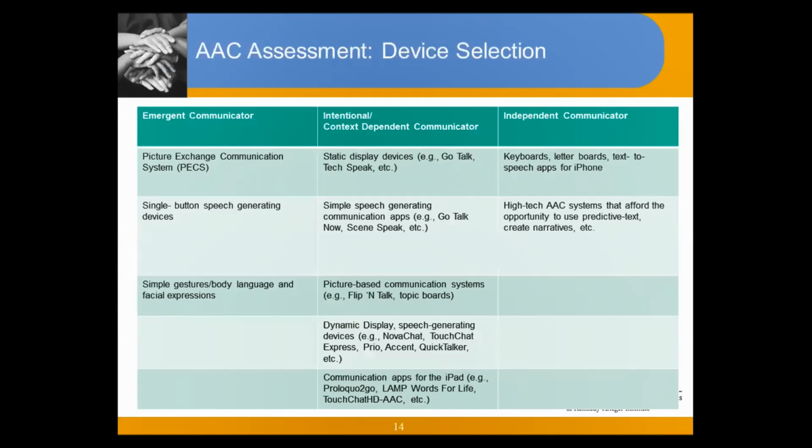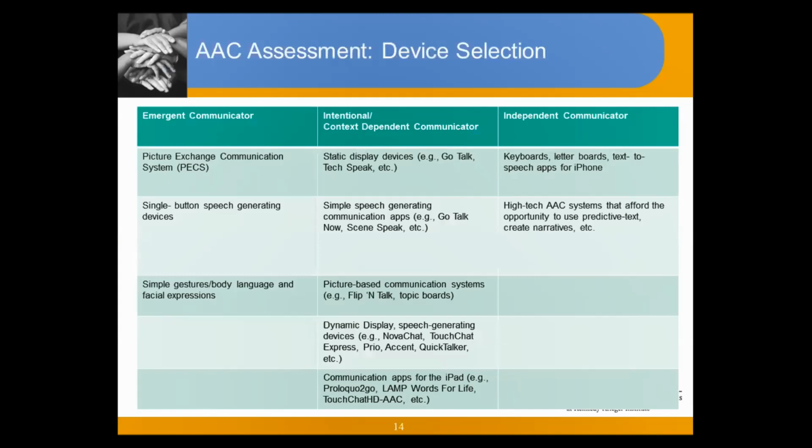Now, static display devices are devices that have all the vocabulary needed for a particular activity available on a single screen. And we can have multiple screens, but the screen doesn't change. So something like the GoTalk, which is what this is. This is the GoTalk 20. You see that words like drink, blow, and eat are on the same page as pretzel and chips. So basically, if you're doing a snack activity with a child, everything that they would need to see is available to them on a single screen. And the screen doesn't change as they press the icons.